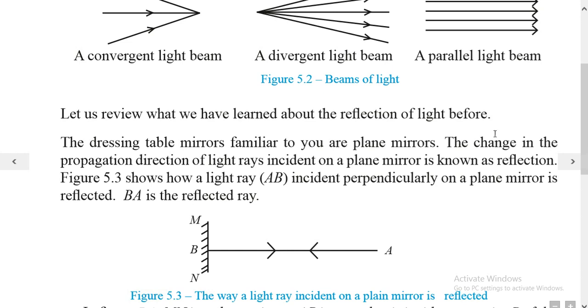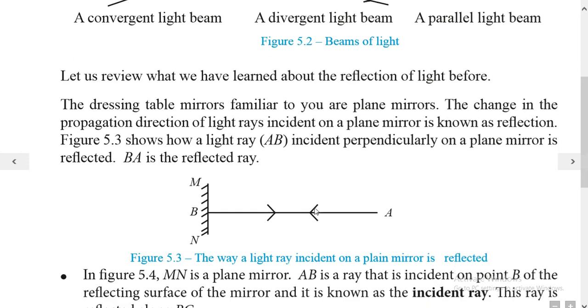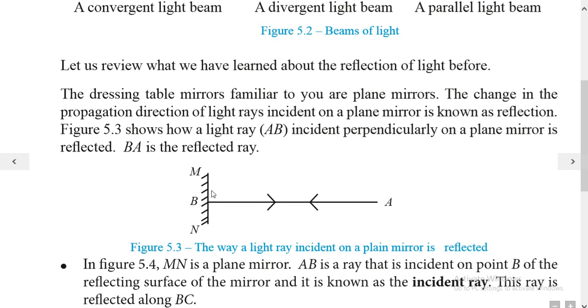When you look through the dressing table mirror, you can see the image of yourself. That is the best example for plane mirrors, which you can use in day-to-day life. Then we identify how images are formed when light falls on plane mirrors, what the features are, and how to draw that.